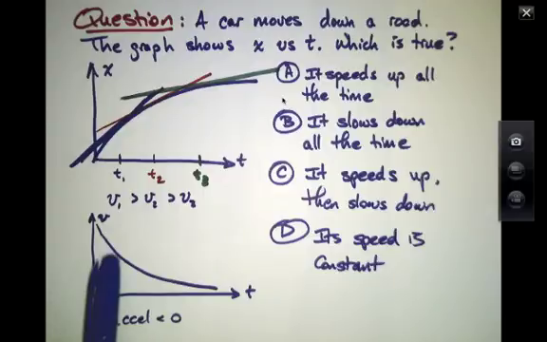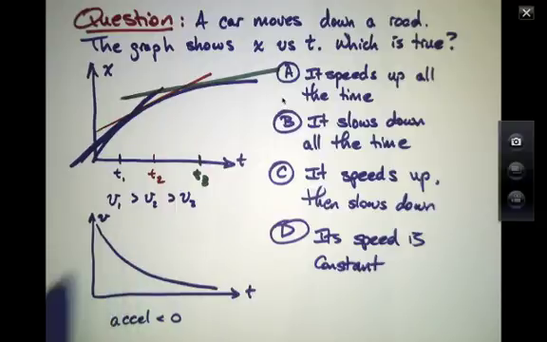In the same way, the velocity at this point on the graph is positive, but it's not as positive as it was over here. And so the acceleration, which is the change in velocity over a change in time, is negative, indicating that the velocity will continue to trend downward toward the origin.